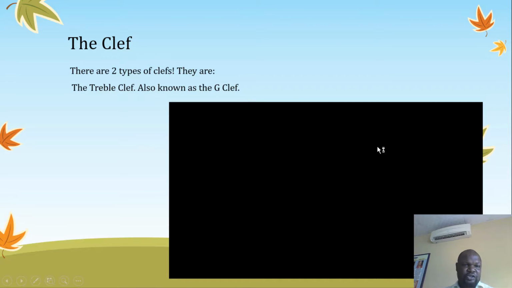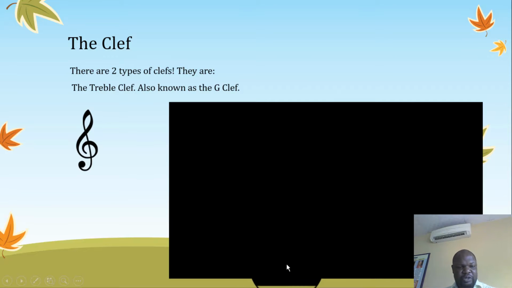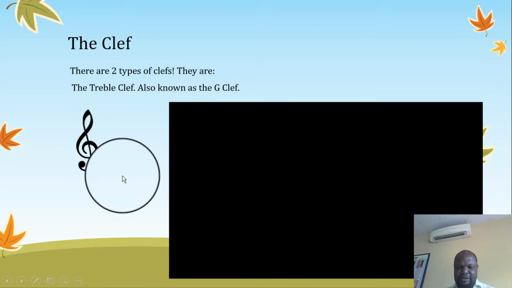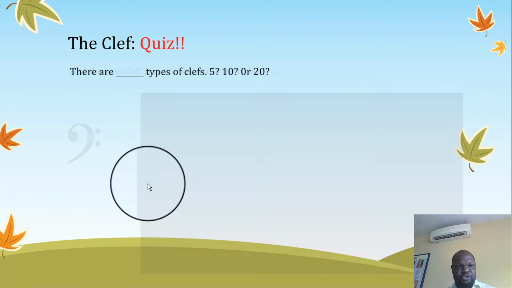To further underscore some of the things we have said, here again we have the treble clef, also known as the G clef, and this is what it looks like. I have a video here. If you'd like to watch that video, just go ahead and download this slide. Here we have the bass clef, also known as the F clef. This is what it looks like. Again, there is a video that you can go ahead and watch if you so choose.